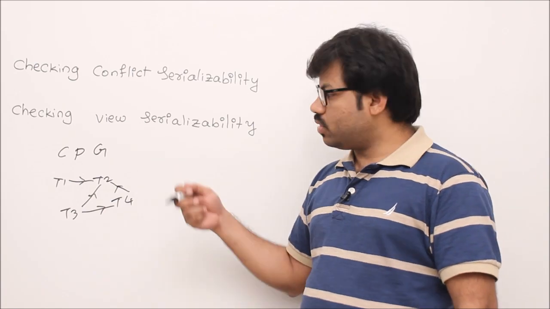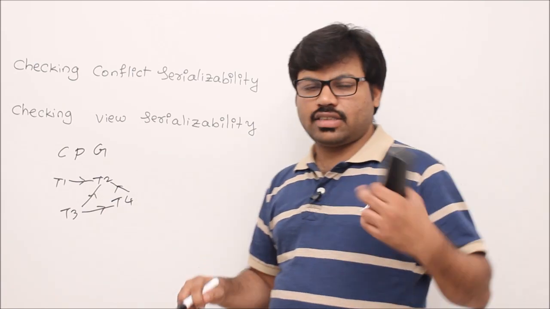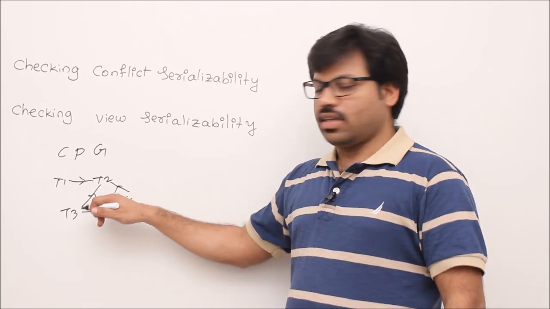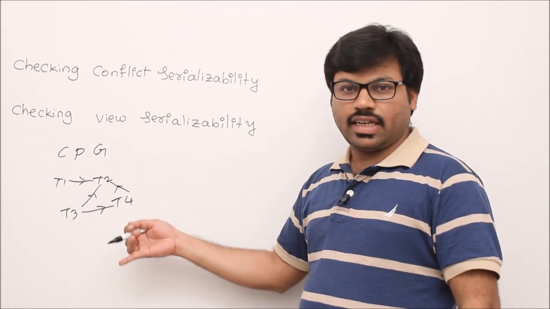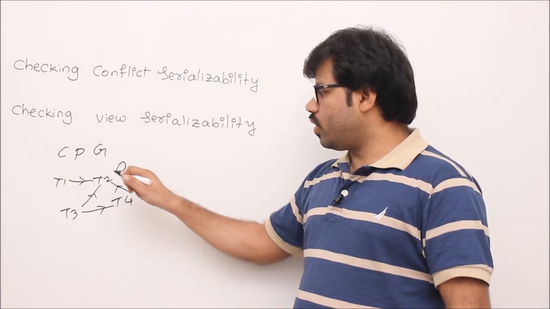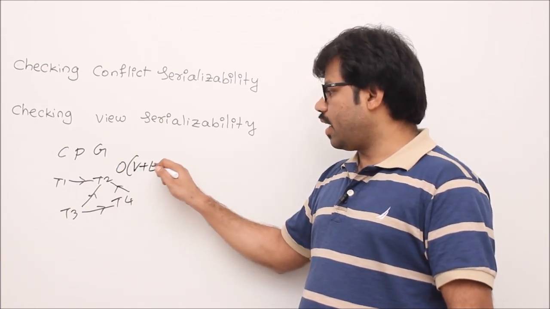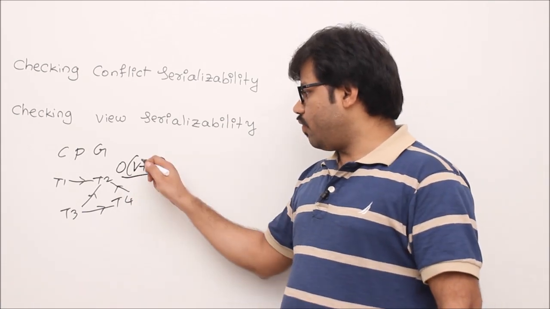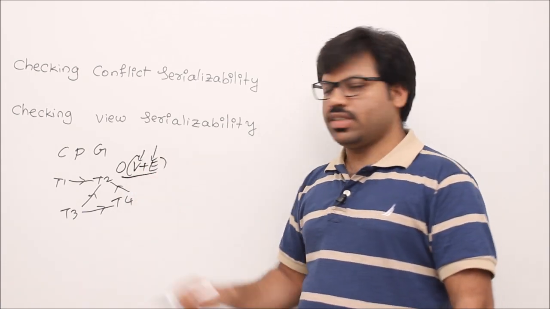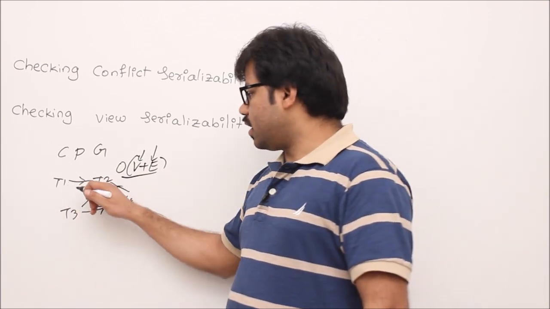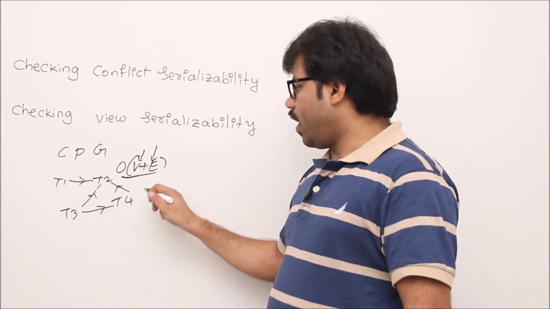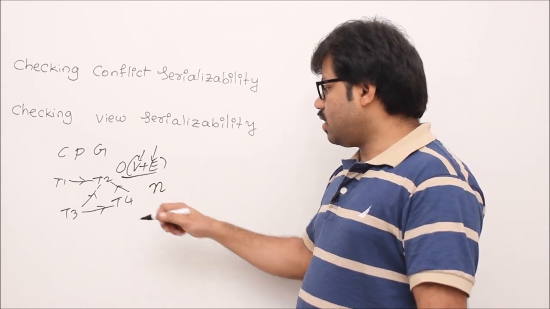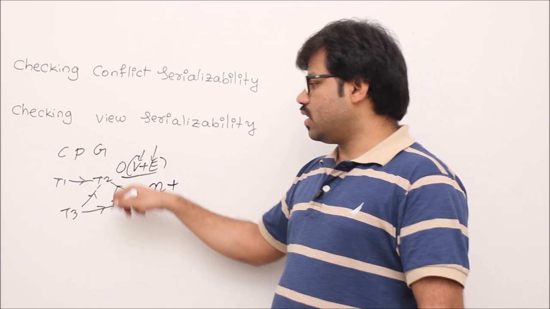Already I told you how to check the cycle in data structures and algorithms. Please attend my data structures and algorithms classes, where you learn how to check for a cycle in a directed graph, and we proved that it takes only order of V plus E time, correct? You just apply the DFS algorithm. So order of V plus E, where V is the number of vertices and E the number of edges. Here transactions are the vertices. If your schedule has n transactions, it takes n plus the number of edges.